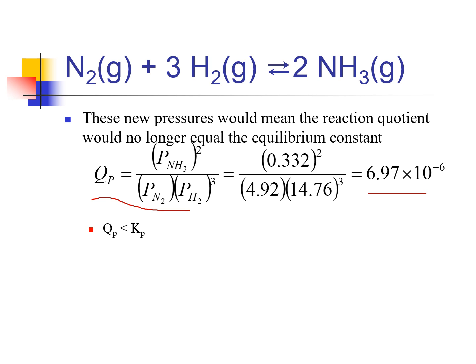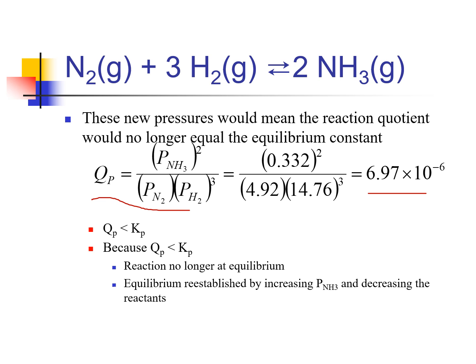And remember, if Q is less than K, that means it's too small. That means we need to make it bigger. We need to have a bigger top number. We need more product. So we're going to have to make more product. So it shifts to the right.